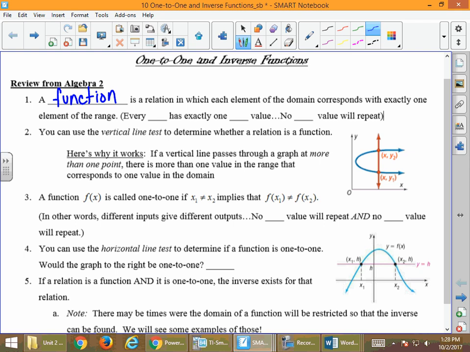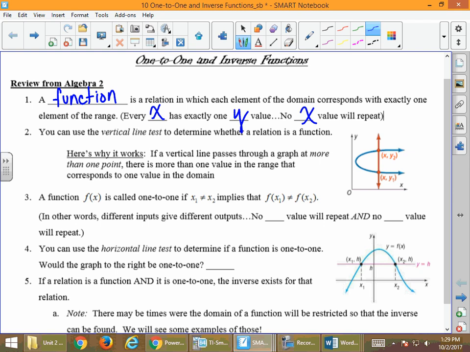So in maybe a little bit simpler terms, what that means is that every x value has exactly one y value, and maybe even in simpler terms, no x value can repeat. We can use the vertical line test to determine whether a relation is a function if we've got a picture of a graph.